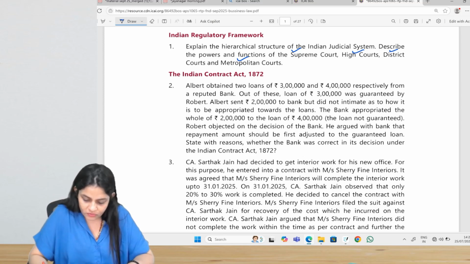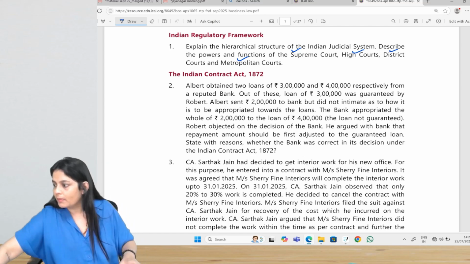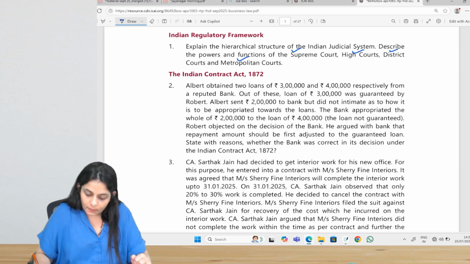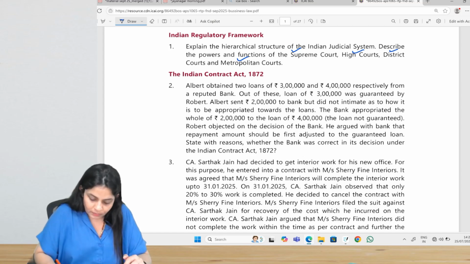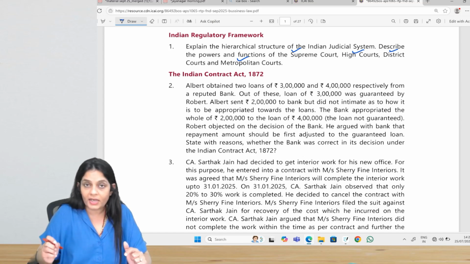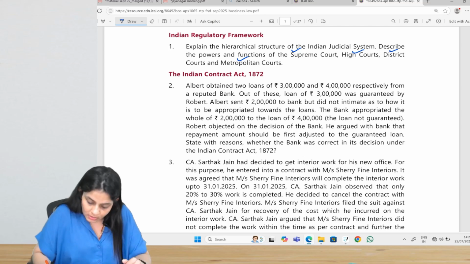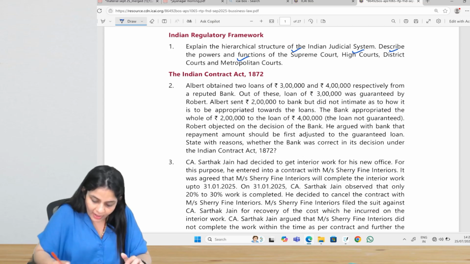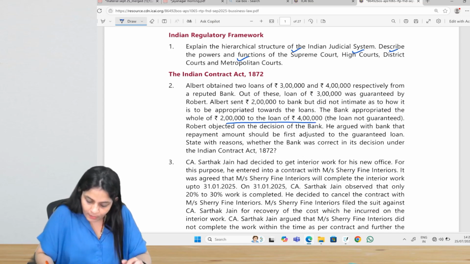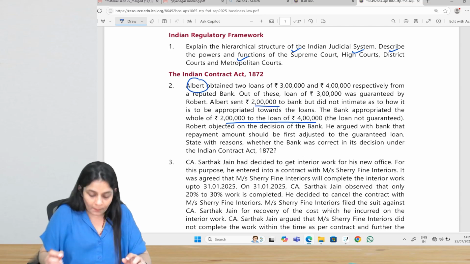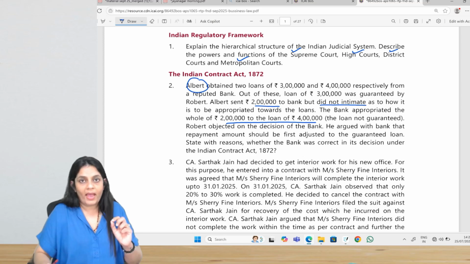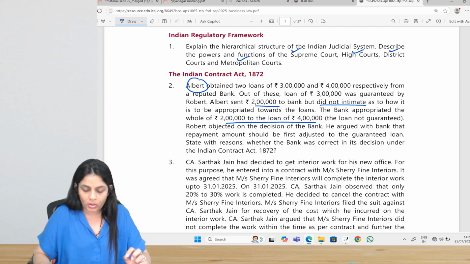Albert obtained two loans of 3 lakhs and 4 lakhs, respectively, from a reputed bank. Out of these, the loan of 3 lakh was guaranteed by Robert. Albert sent 2 lakh to the bank but did not indicate how it is to be appropriated towards the loans. The bank appropriated the whole of 2 lakh to the loan of 4 lakh. So the debtor, Albert, has made a payment of 2 lakh, but did not inform the bank as to how to set off that loan.